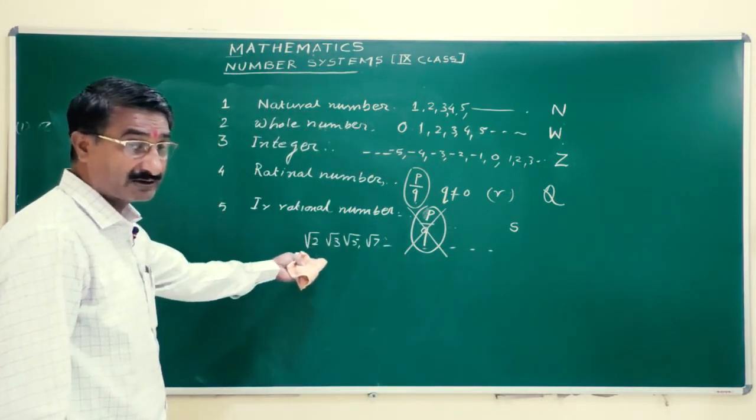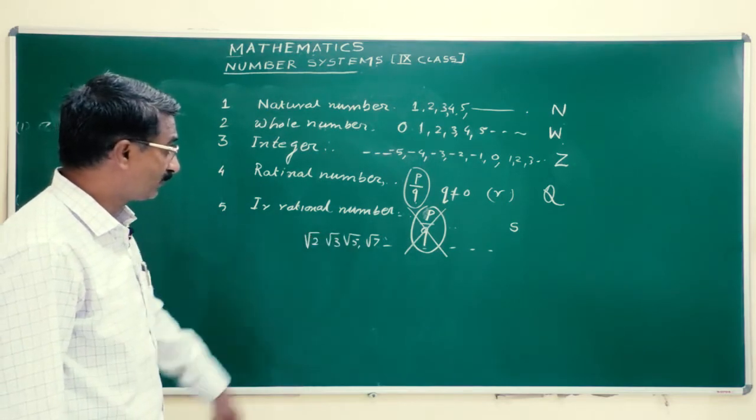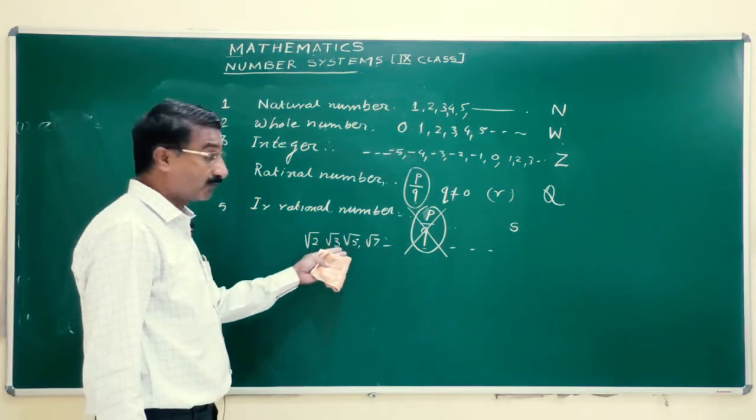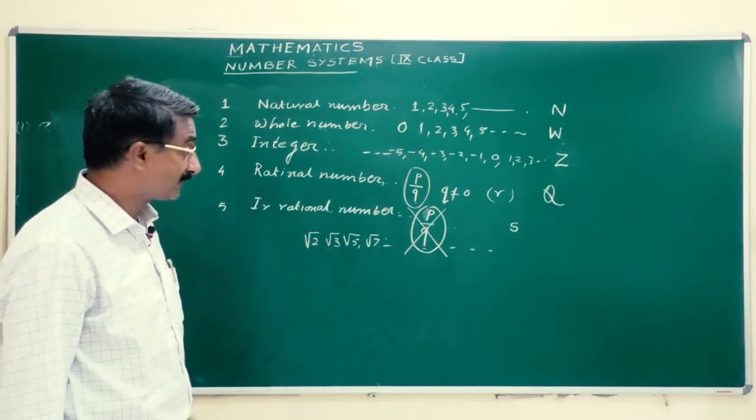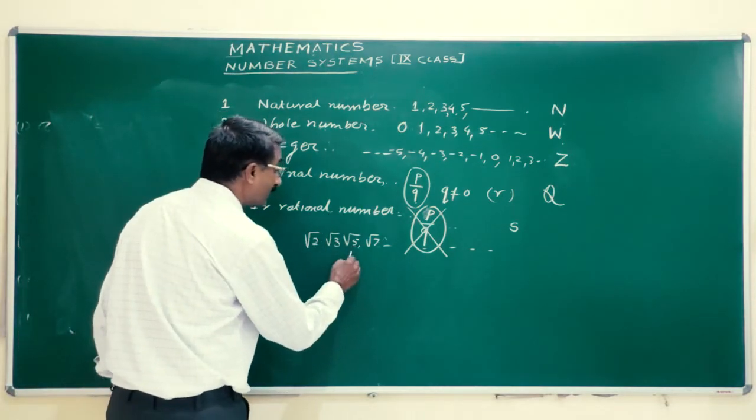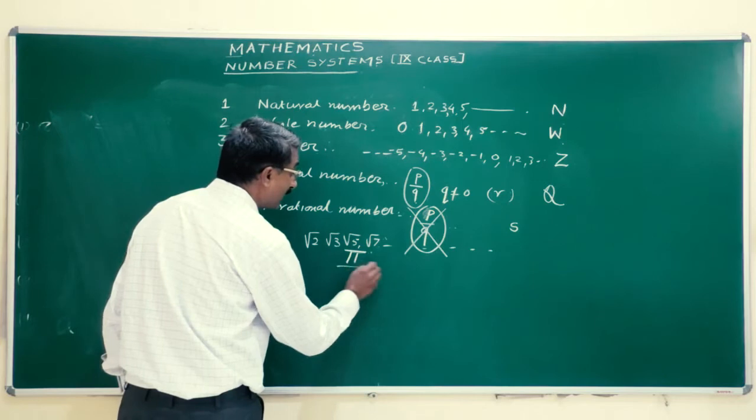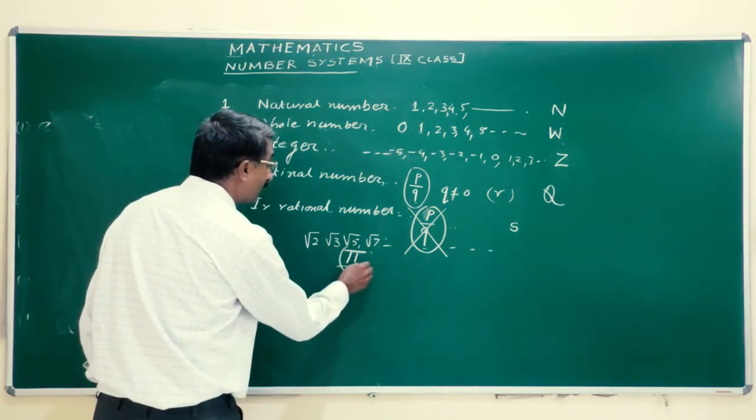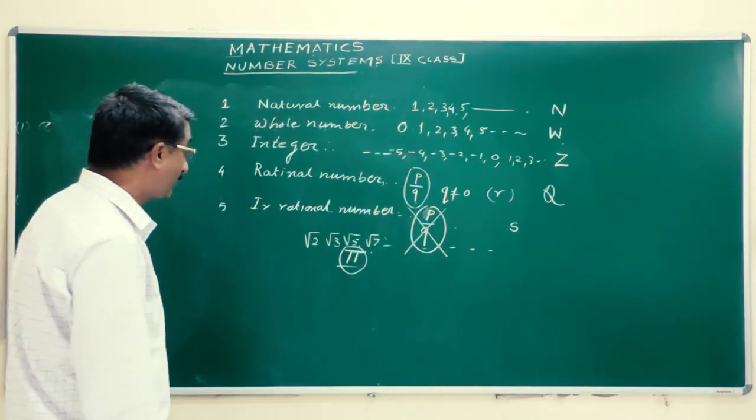So, you know now what is under root. Under root 2, under root 3, under root 4, and under root 4 is a rational number, it is not an irrational number. And one more thing, the value of pi. Pi is also an irrational number.